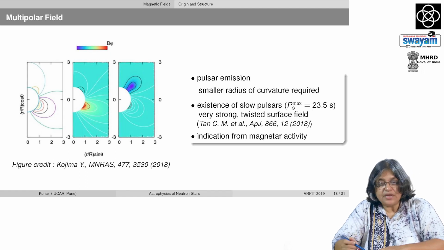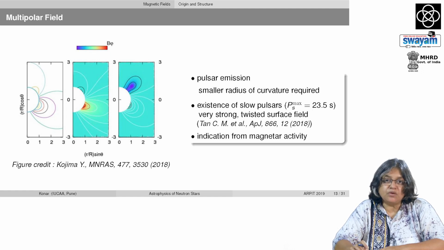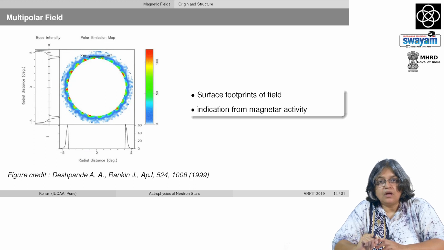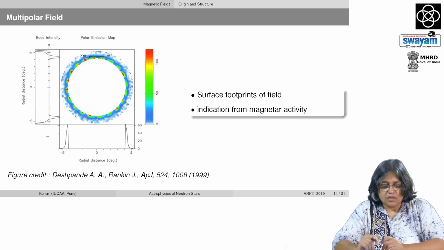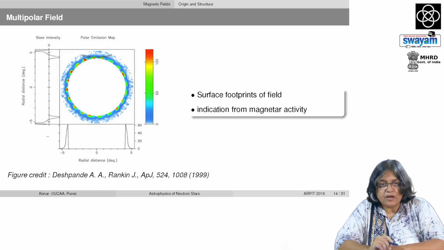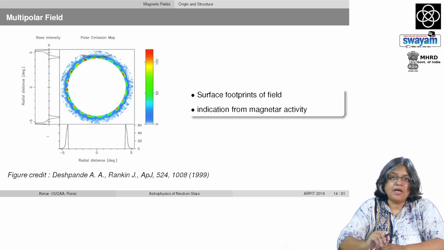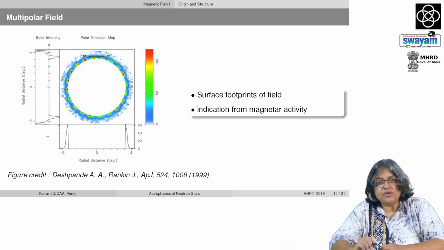There are also indications from magnetar activity that the field may not be purely dipolar. There are also some observational indications. This is a picture which shows the surface footprints of the field, and this might be indicative of smaller structures that exist in the magnetic field.